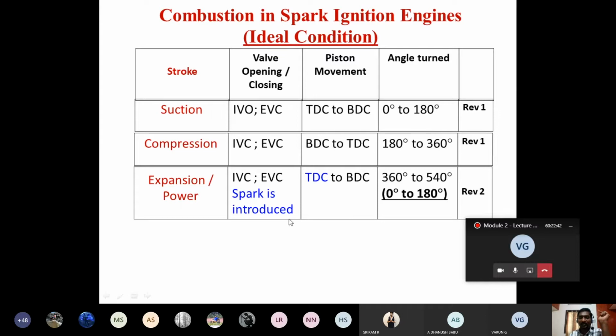Okay. So remember, during this stroke only, the spark is going to be introduced. Remember, this lecture is about combustion in IC engines, especially the SI engine.